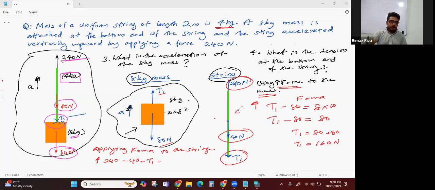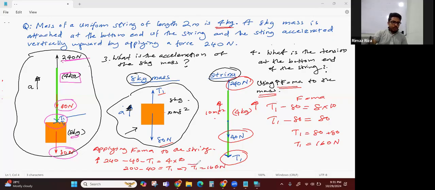So this is equal to the mass of the string, which is 4 kilogram, times acceleration. We know it has the same acceleration as the system, so 10 meters per second square. So let us now try to simplify this. 240 minus 40 is 200. I take this minus T1 term to the other side. And here 4 into 10 is plus 40, I take that term to this side, so minus 40 equals T1. Therefore, you can see T1 is equal to 200 minus 40, which is 160 Newton.